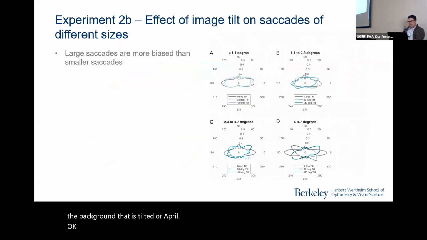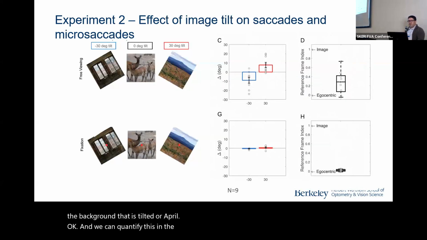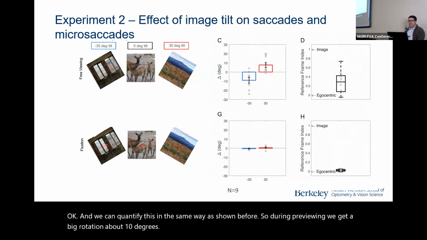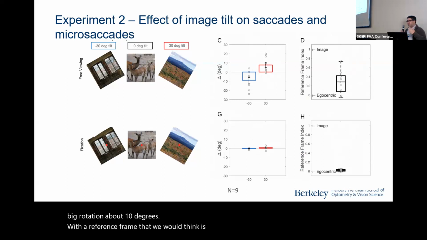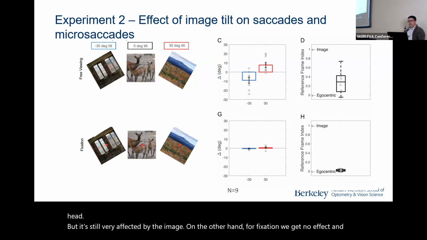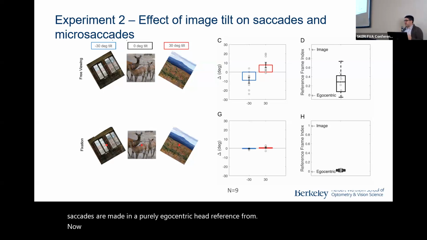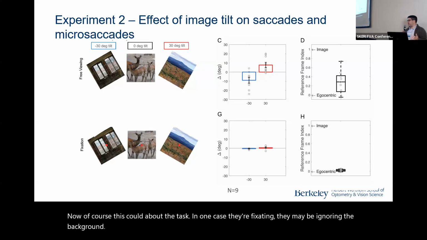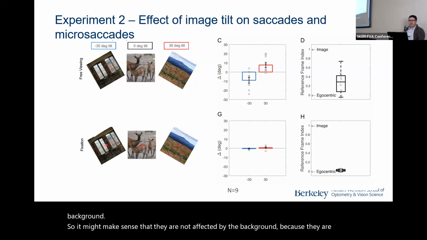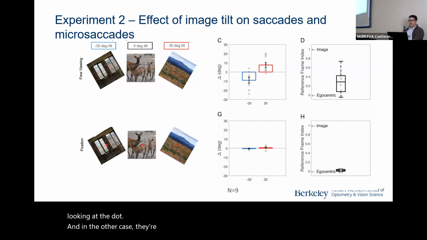Okay, and we can quantify this in the same way as shown before. So during free viewing, we get a big rotation, about 10 degrees, with a reference frame that we would think is closer to an egocentric, so a reference frame in the head, but it's still very affected by the image. On the other hand, for fixation, we get no effect, and the saccades are made in a purely egocentric head reference frame. Now, of course, this could be about the task. In one case, they're fixating, they may be ignoring the background. So it may make sense that they are not affected by the background because they're just looking at the dot. And in the other case, they're actually previewing and engaging with the image.